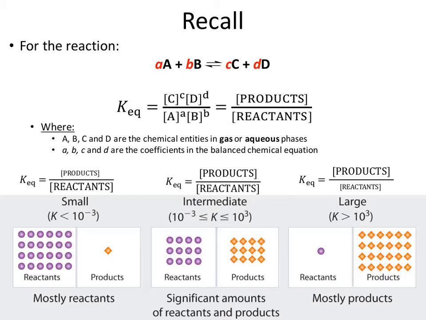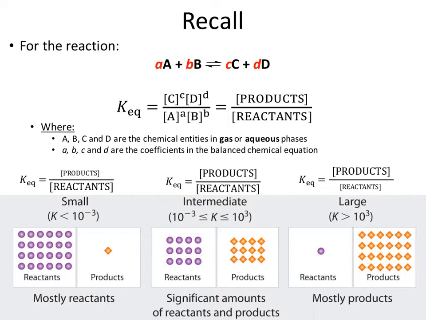Now if we have this example over here, where we have A and B, the small a shows the coefficients of our balanced equation, same as the B, C, and D. Now when we bring it into this K equilibrium, remember it's the products over the reactants, each to the power of their coefficients in the balanced equation. So our C becomes our concentration to the power of its coefficient here. So if this coefficient was 2 in the balanced equation, we bring it to the power of 2.